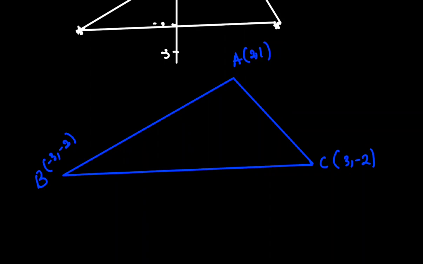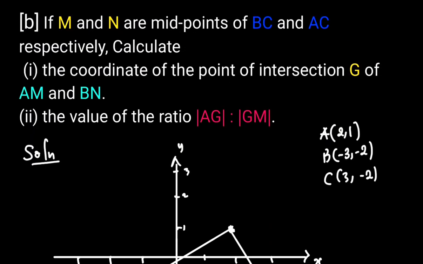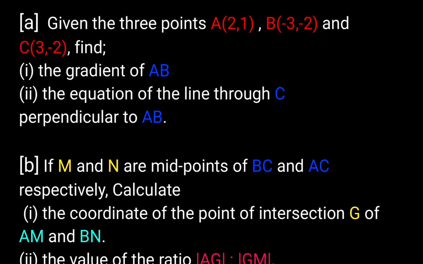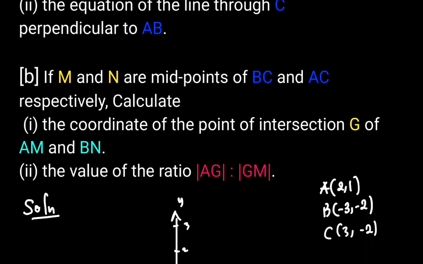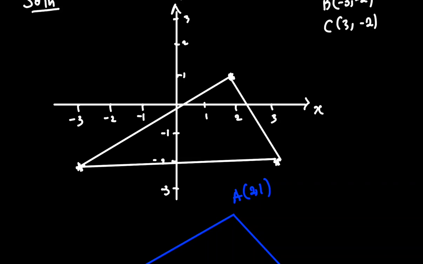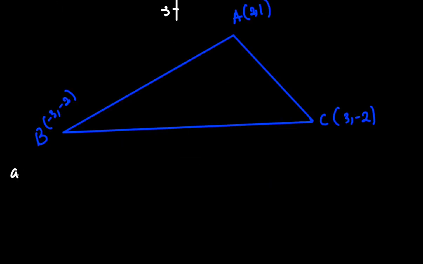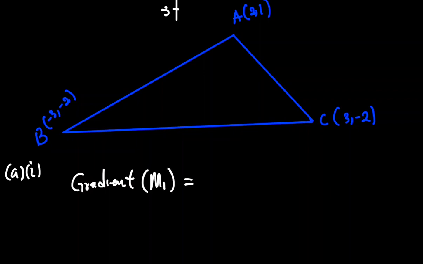Now let's see what the first question says. The first question says we should find the gradient of AB, and that is a beautiful question. So let's move ahead to find the gradient of AB. This is AB. Let's label the gradient M1 in this case. The gradient of AB is going to be y2 minus y1 all over x2 minus x1.